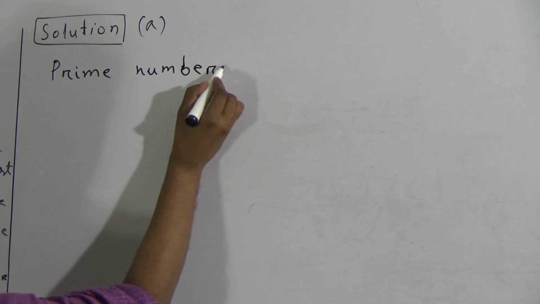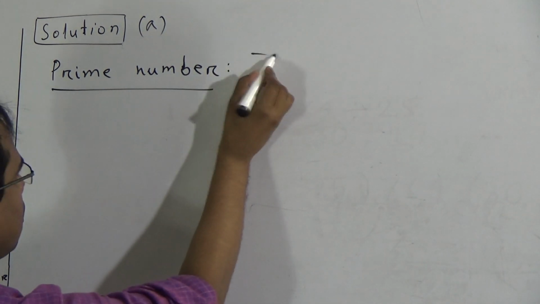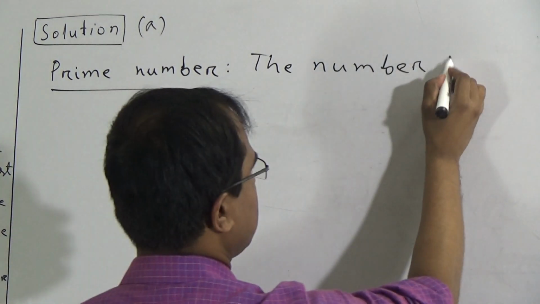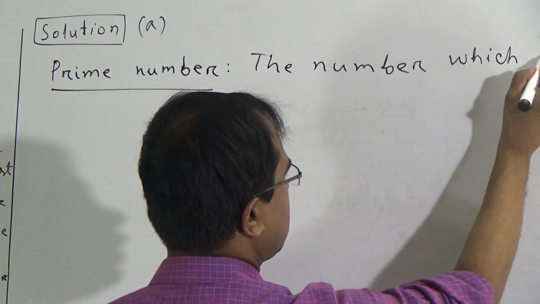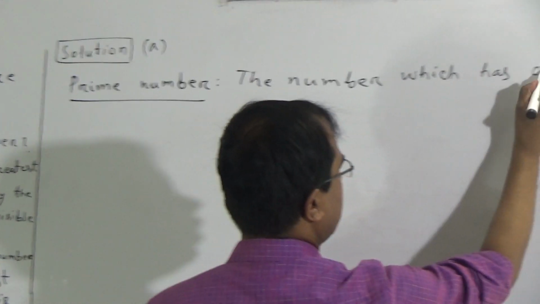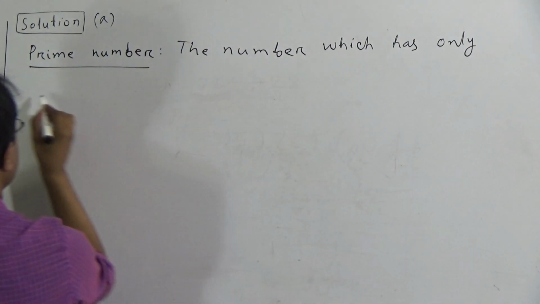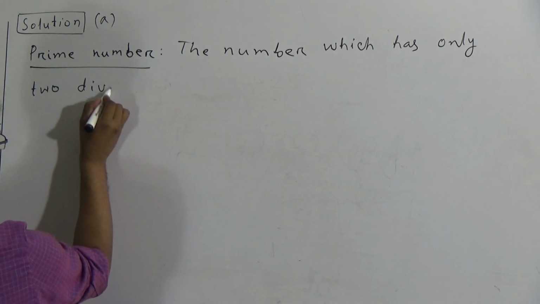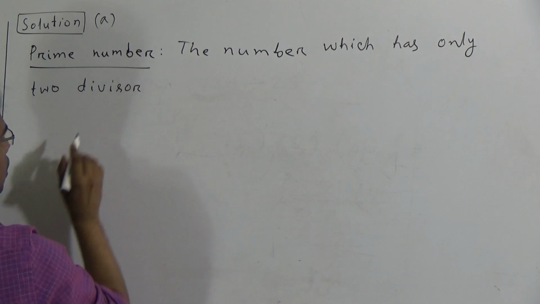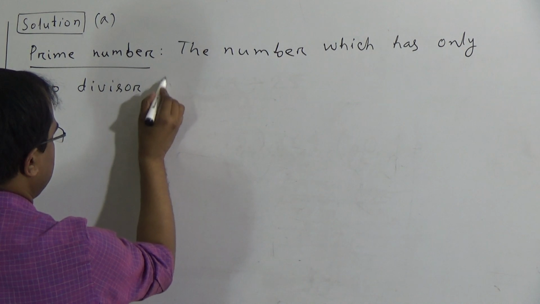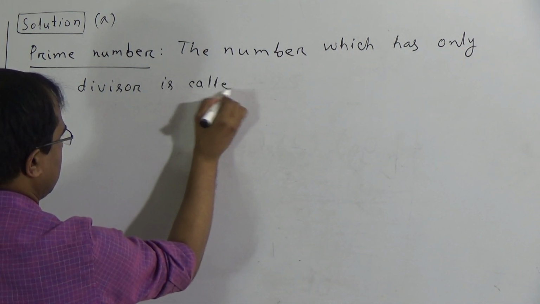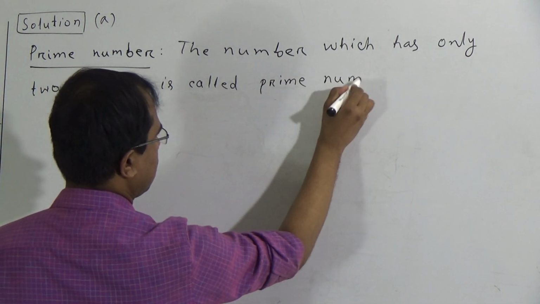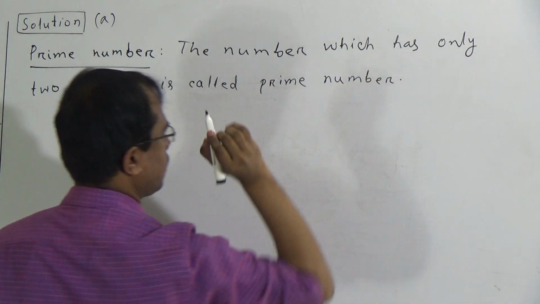The number which has only two divisors is called a prime number. This is the definition of a prime number.